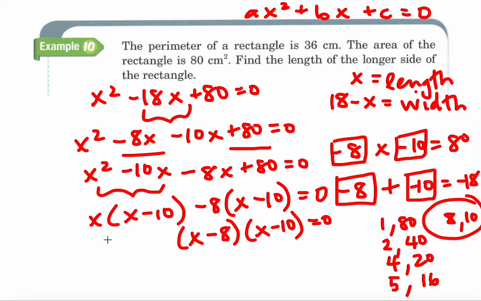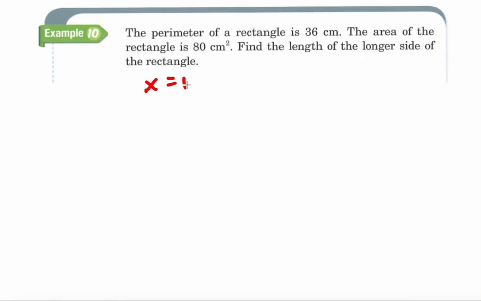And then I just set each of these equal to 0. x minus 8 equals 0, that would mean that x equals 8. And then for x minus 10 equals 0, x would have to equal 10. All right, so x equals 10 and x equals 8. Let's try and just check and make sure that they are correct.